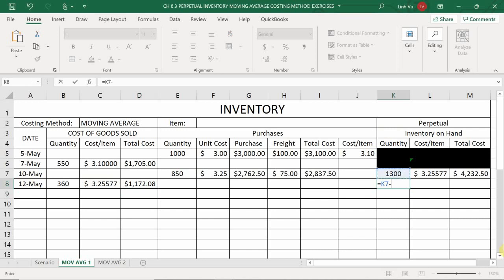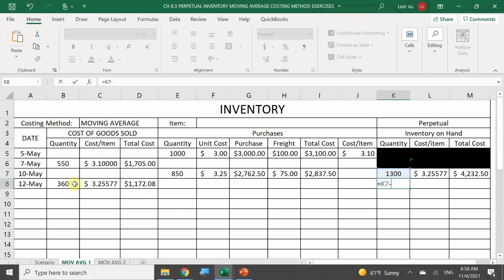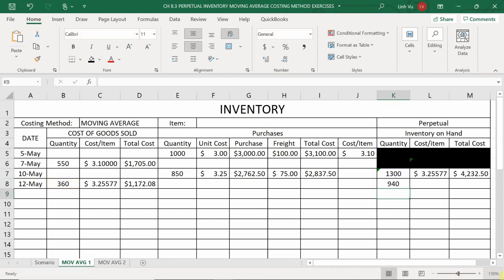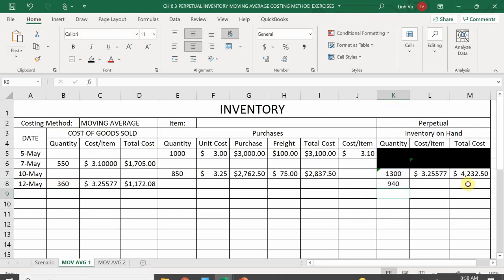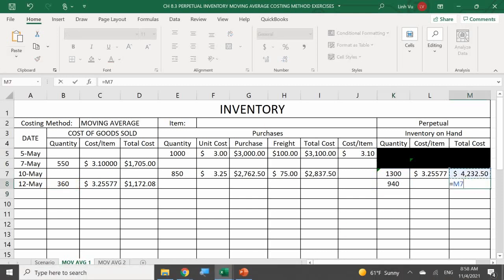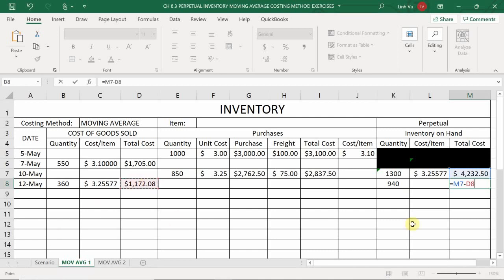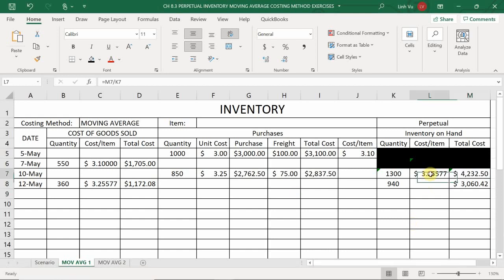If I had 1,300 and I sold 360, I should have a grand total of 940 remaining. Okay? At a total cost of $3,060.42, which then brings my average cost per item to be the same price of $3.25577. So in this case, my average did not change by much. Okay.